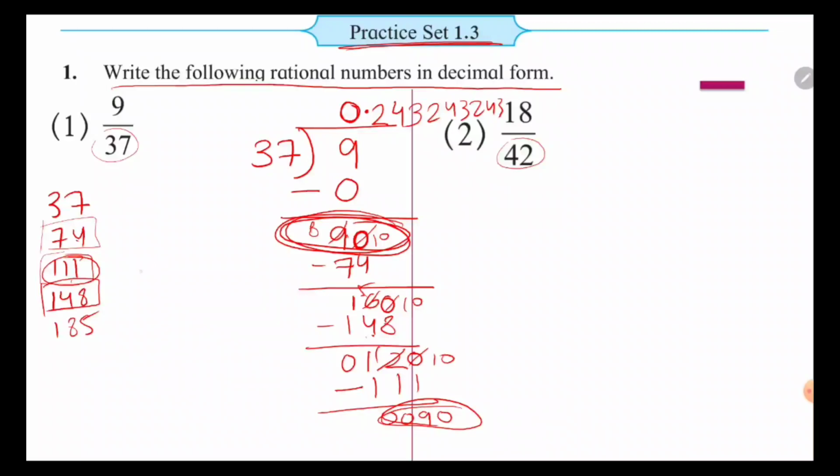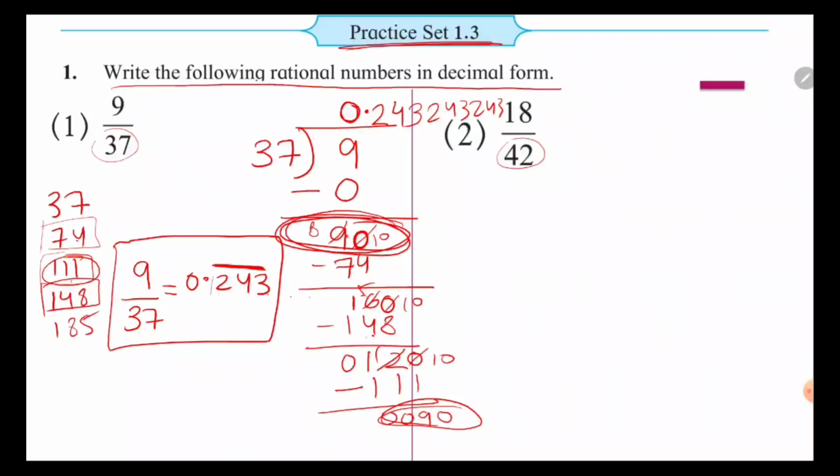So now how will I be writing? I will be writing 9 upon 37 is equal to 0.243. Now I know that 0.243, all these three numbers, are repeating again and again, so I'll be putting a dash upon 243. I'll be putting a dash on 243. What does this mean? It means that the whole number 243 will keep repeating itself. So this is how I understood how 243 will be repeating itself.